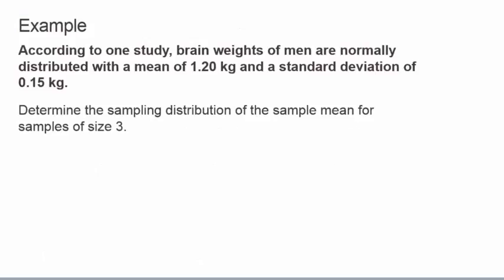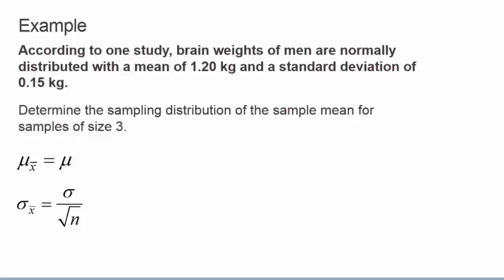Example: according to one study, brain weights of men are normally distributed with a mean of 1.20 kilograms and a standard deviation of 0.15 kilograms. Determine the sampling distribution of the sample mean for samples of size 3. The two formulas that we want to use are the mean of the sample means equals the population mean, and the standard deviation of the sample means equals the population standard deviation divided by the square root of n.